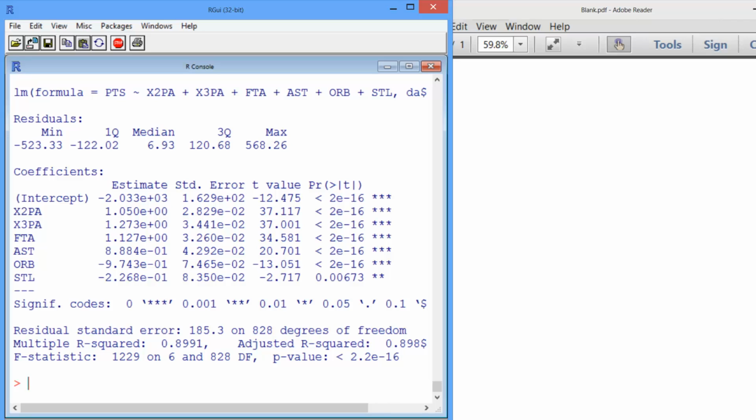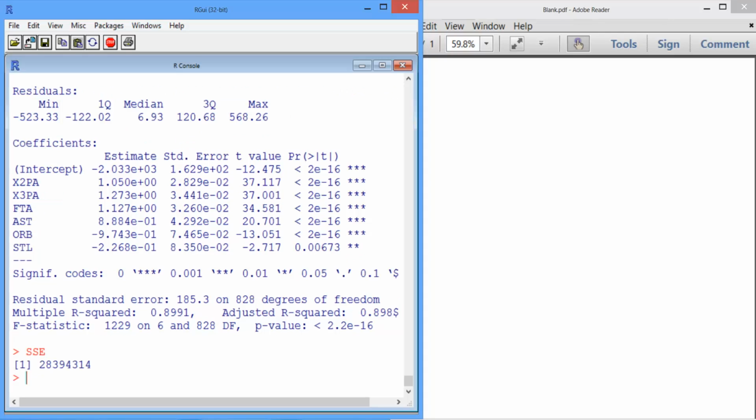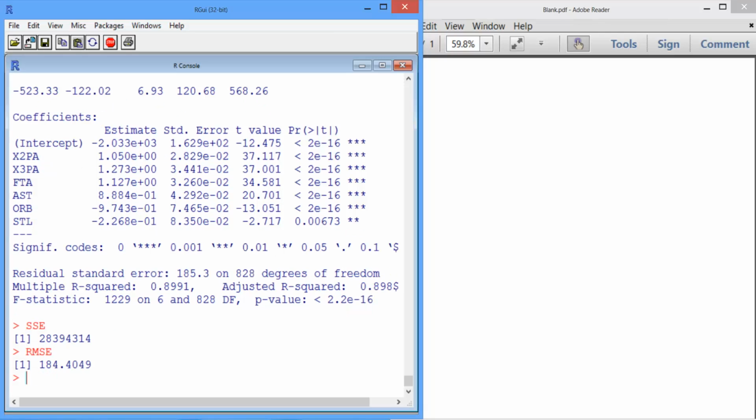Let's take a look at the sum of squared errors and the root mean squared error again, just to make sure we didn't inflate those too much by removing those variables. So remember that the sum of squared errors that we had in the original model was this giant number, 28,394,314, and the root mean squared error, the much more interpretable number, was 184.4.